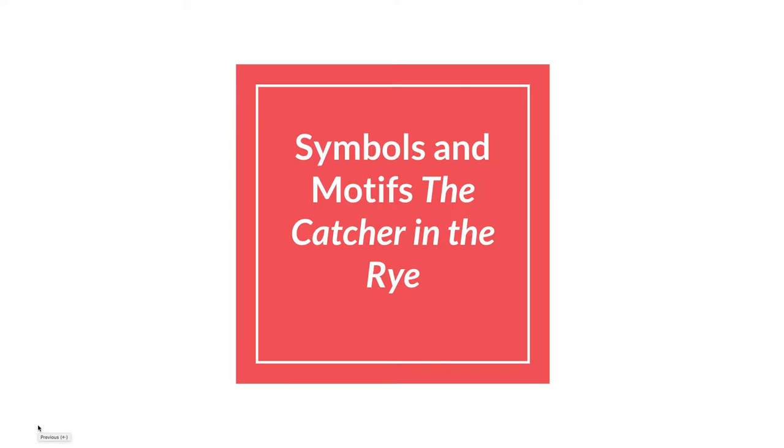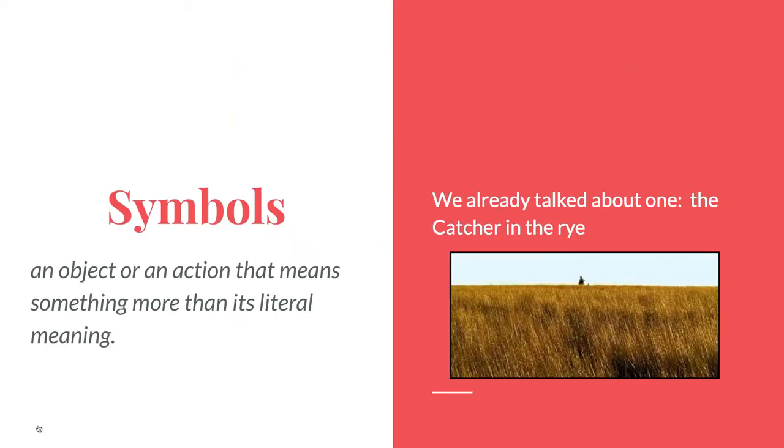So let's get started with symbols. At its most basic form, a symbol within literature is when an author uses an object or an action that means something more than its literal meaning. We saw this a lot in The Great Gatsby with things like the green light.